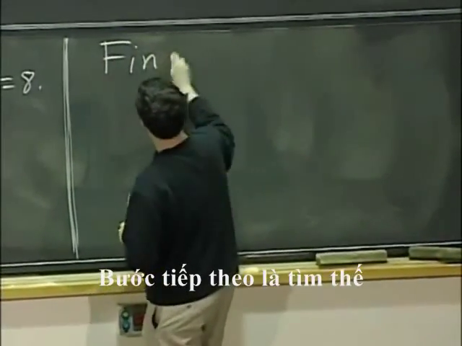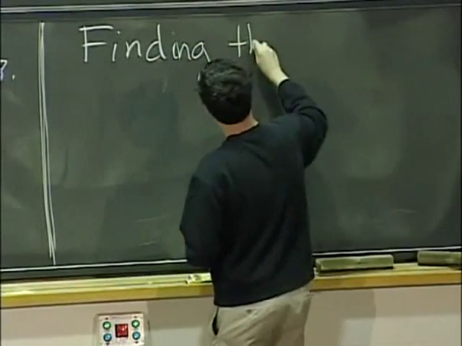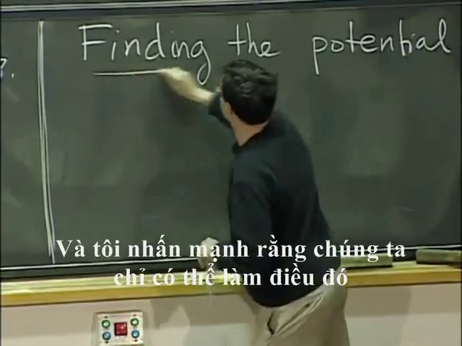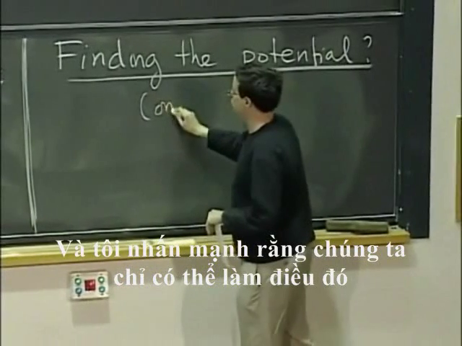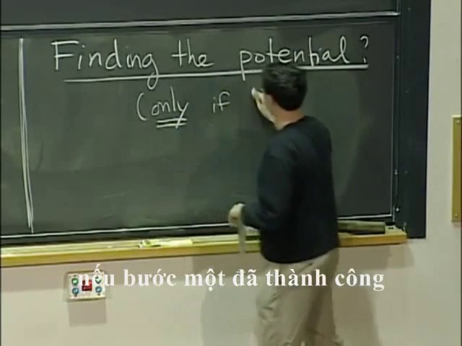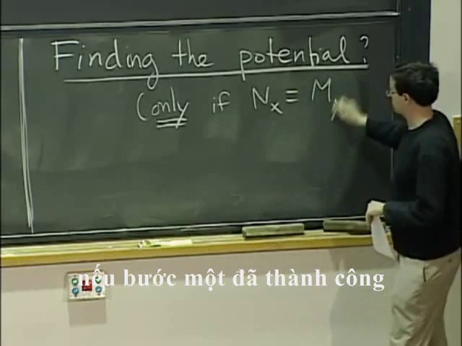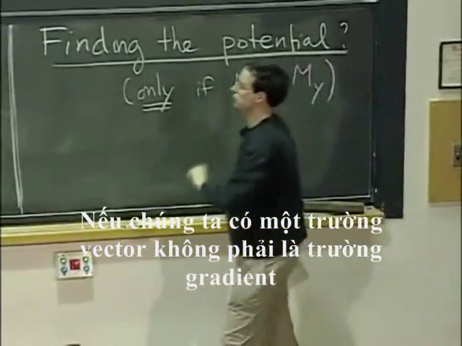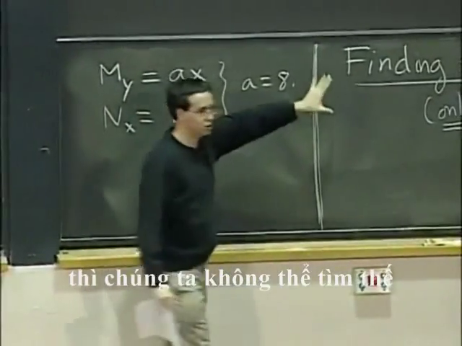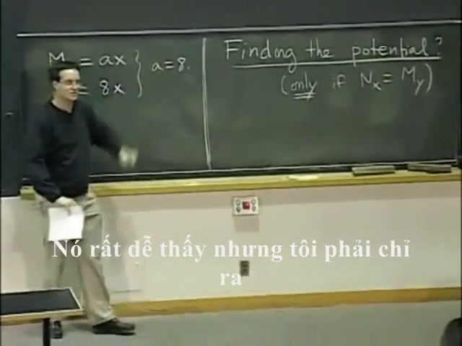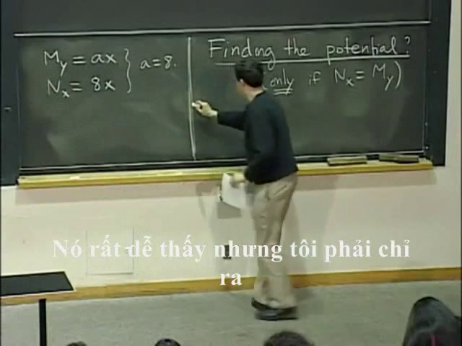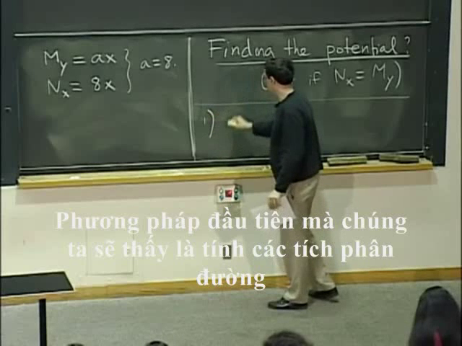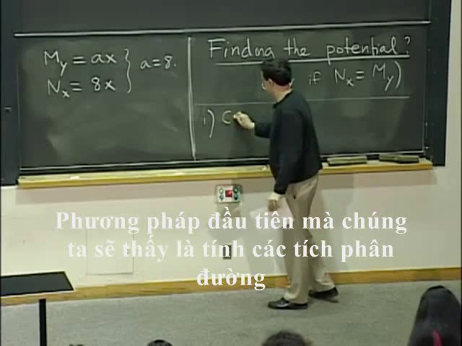So the next stage is finding the potential. And let me just emphasize, we can only do that if step one was successful. If we have a vector field that cannot possibly be a gradient, then we shouldn't try to look for a potential. It's kind of obvious, but it's probably worth pointing out. So there's two methods, and the first method that we'll see is by computing line integrals.